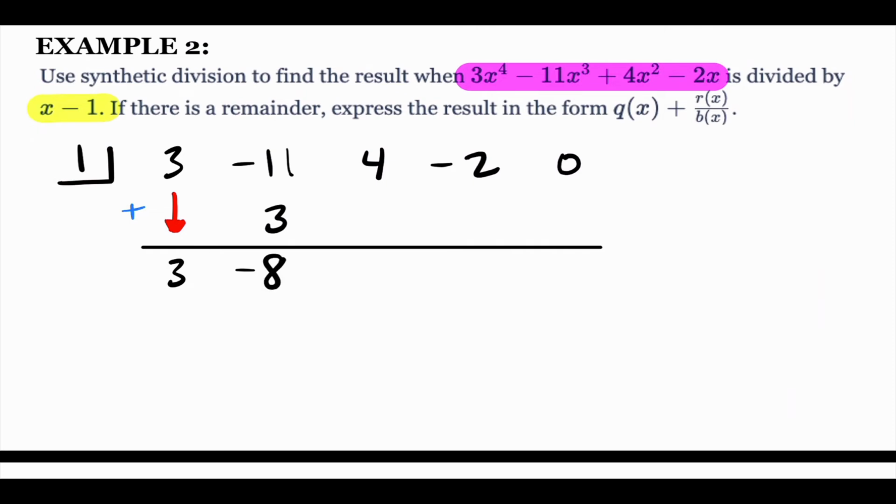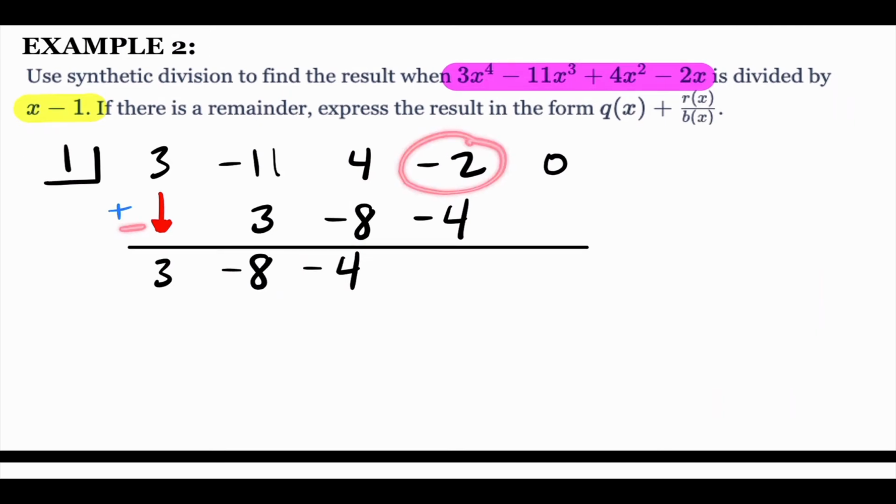Negative 8. Keep going. Multiply. Negative 8 times 1 is negative 8. Add straight down. I get 4 plus a negative 8, negative 4. Negative 4 times 1, negative 4. Add straight down again.